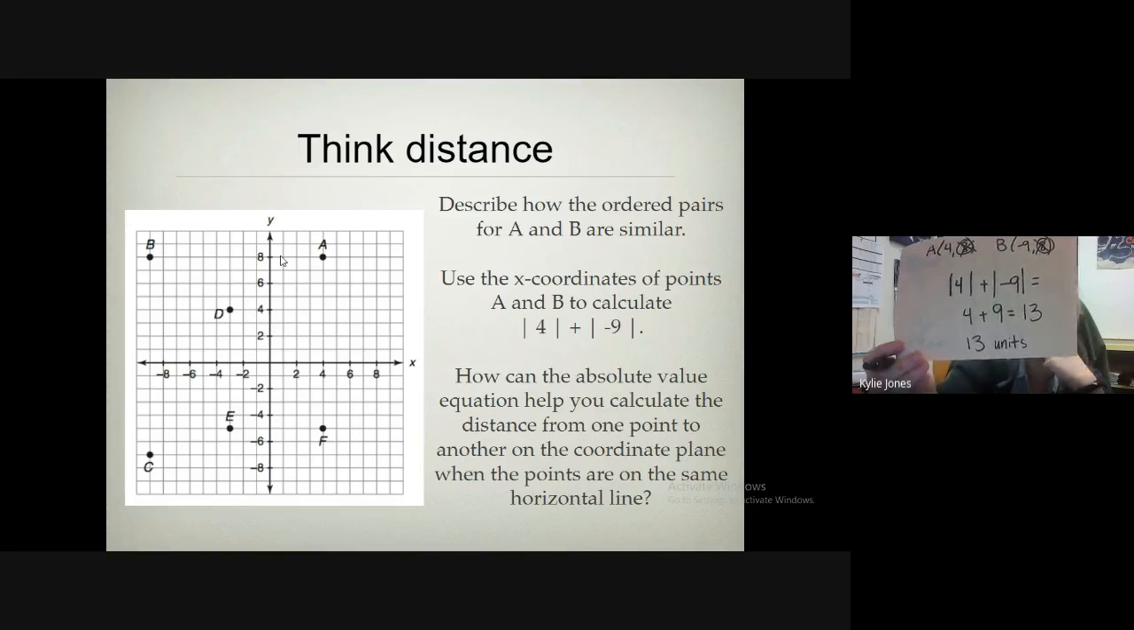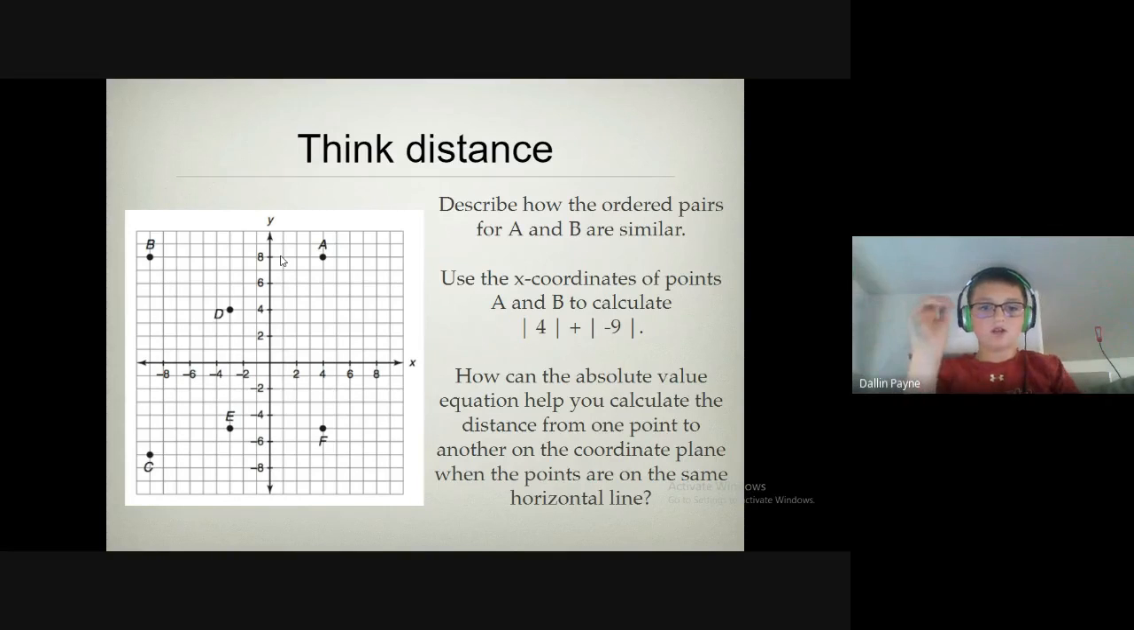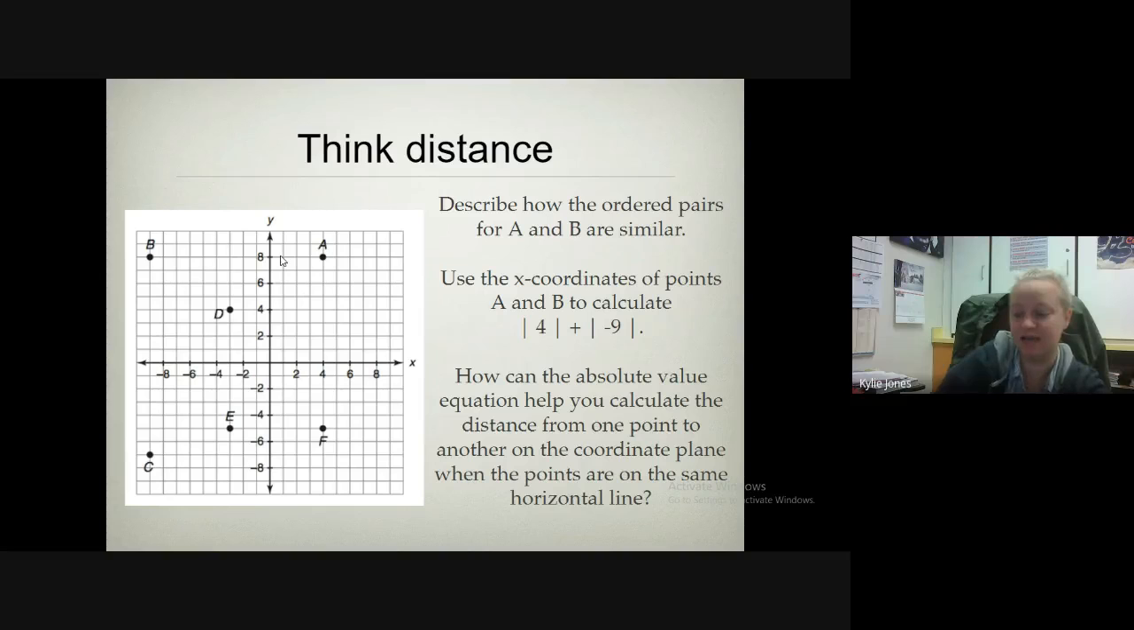If you just look at your graph, you can find 4 and then go to negative 9 and count how many parts apart it is. Exactly. Basically, you just count. So if we're going from A to B, and you're looking at the presentation part, we could legitimately count: 1, 2, 3, 4, 5, 6, 7, 8, 9, 10, 11, 12, 13 units across.